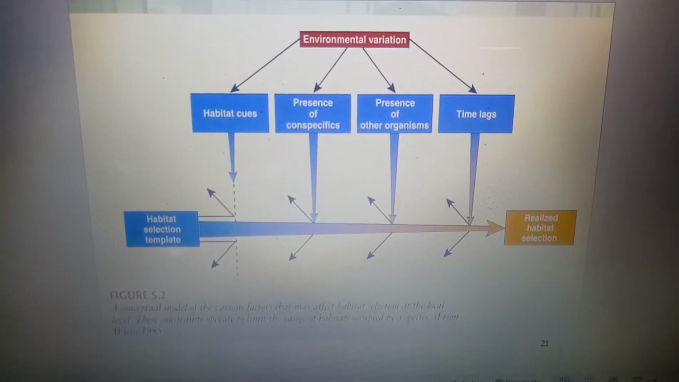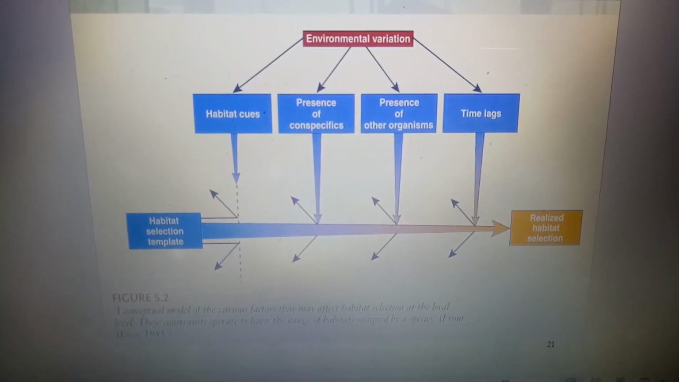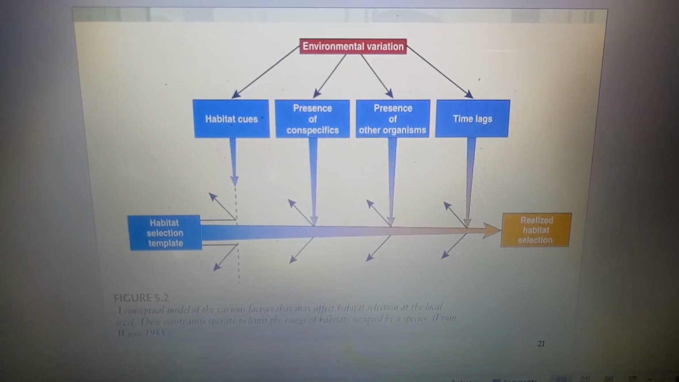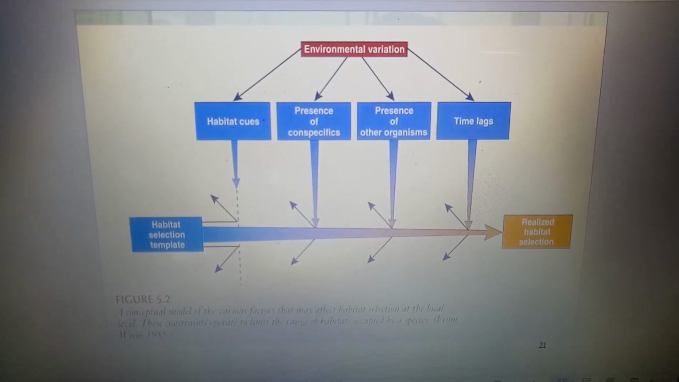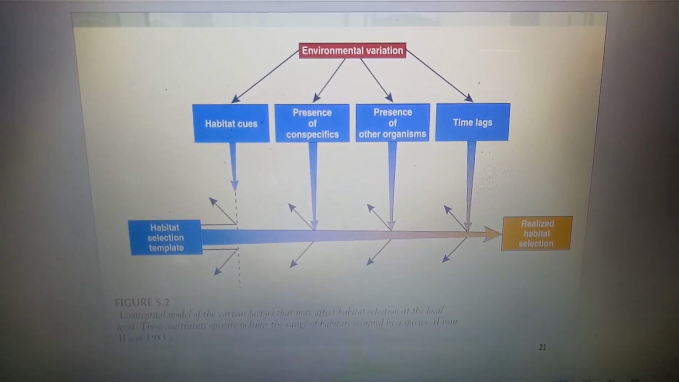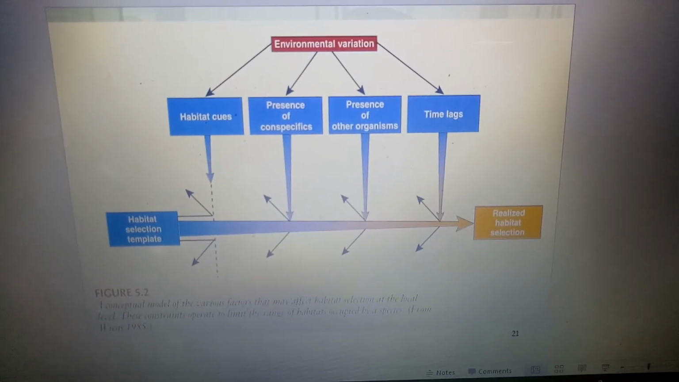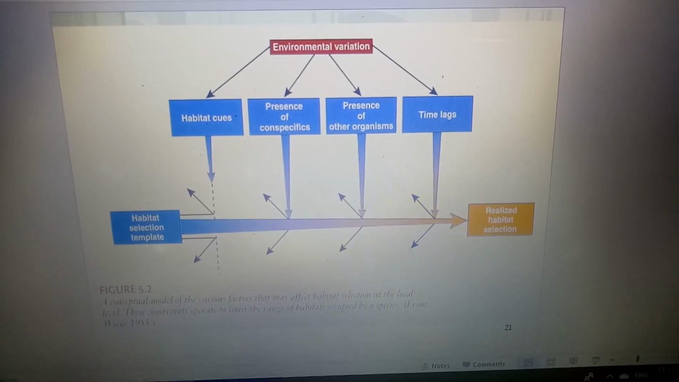Okay, if you look at that, this is actually just an experiment variation. So how do they choose the habitat? Okay, habitat cues, presence of conspecifics, presence of other organisms, time lag, habitat selection template. So last they will choose it. Okay, so they realize habitat selection.